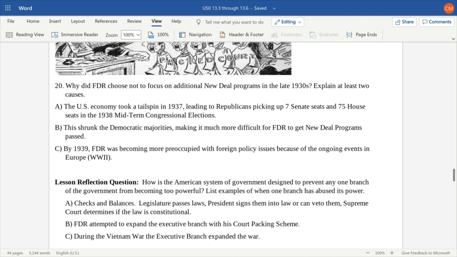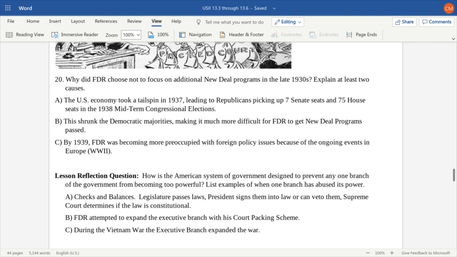Final one here, lesson reflection. How is the American system of government designed to prevent any one branch of the government from becoming too powerful? Well, we have the checks and balances system in the United States, which has proven to be very effective throughout history. With the legislature passing laws, the president gets to sign or veto the law, and then the Supreme Court determines if laws are constitutional.